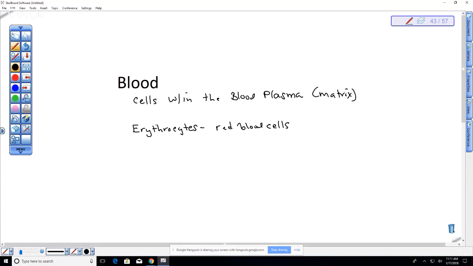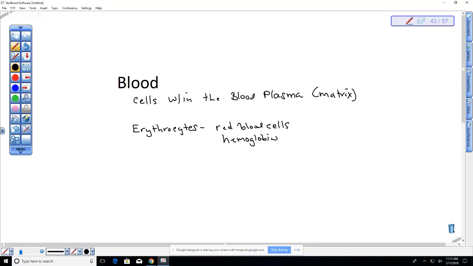Not oxygen, it's what binds. Oxygen binds to what molecule? What molecule has iron in it? Anybody remember? Hemoglobin. Right? So this transports oxygen. The erythrocytes are the most abundant cell in the blood.